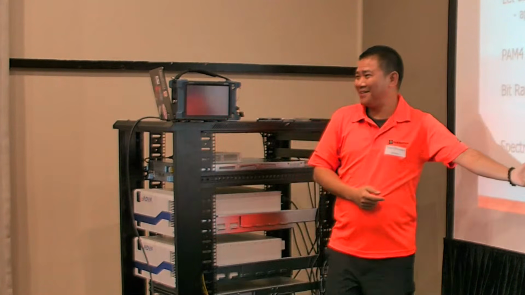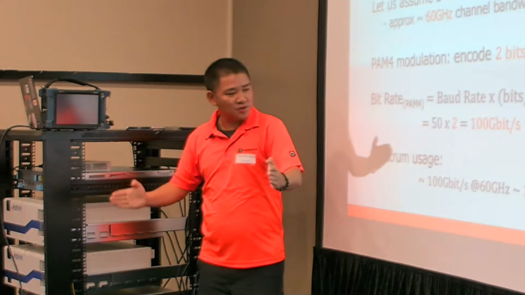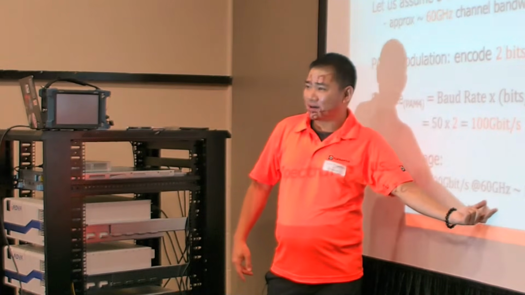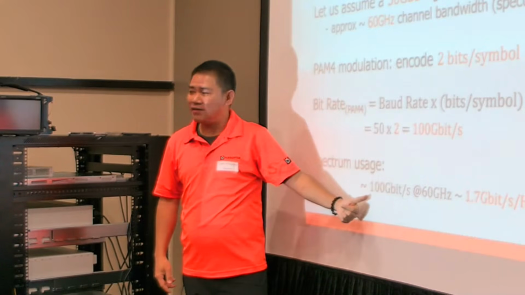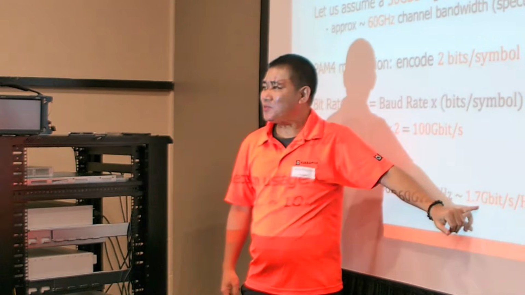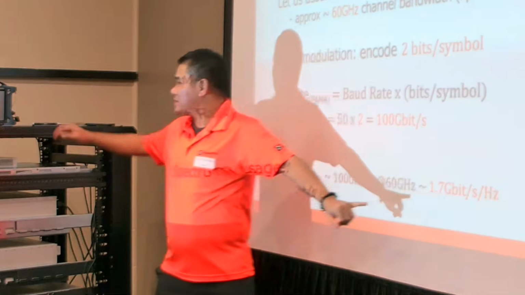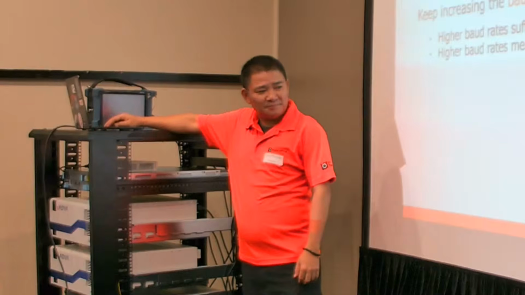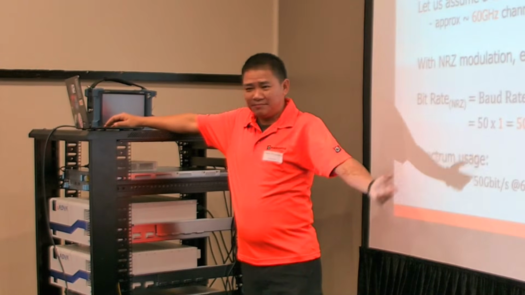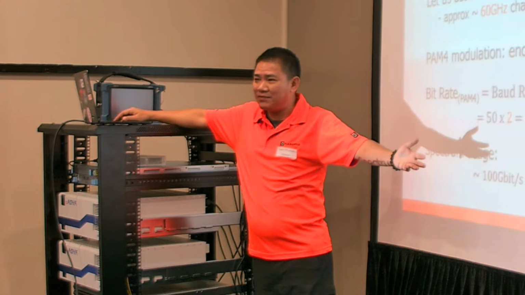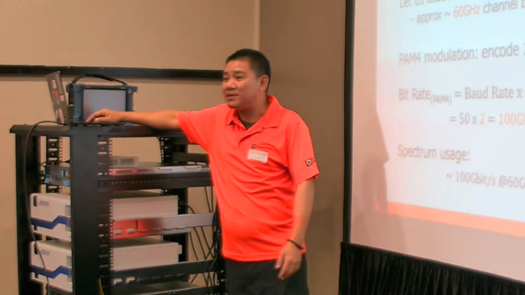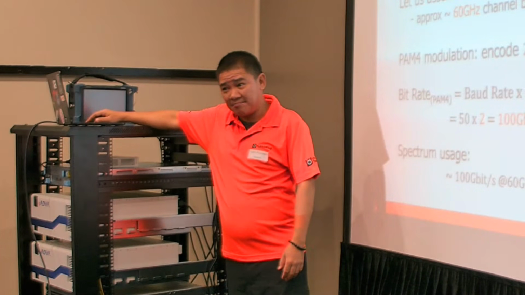Now, if you look at that, the channel width is still the same, 60 gigahertz, because we are still pumping that 50 gigabaud signal. I'm achieving 100 gigabits. Efficiency-wise, I have doubled it. Previously, what was it? 0.8. Again, this is all conceptual. Now I'm achieving about 1.7. Makes sense?